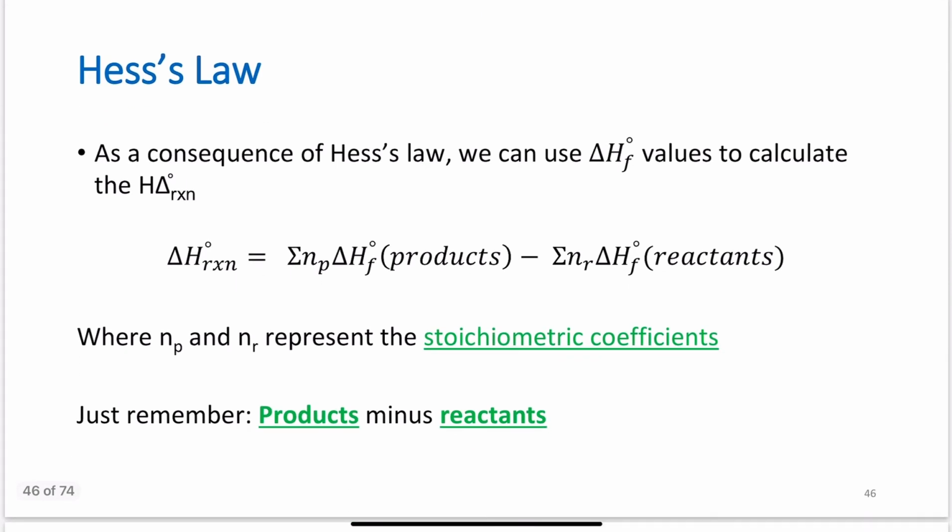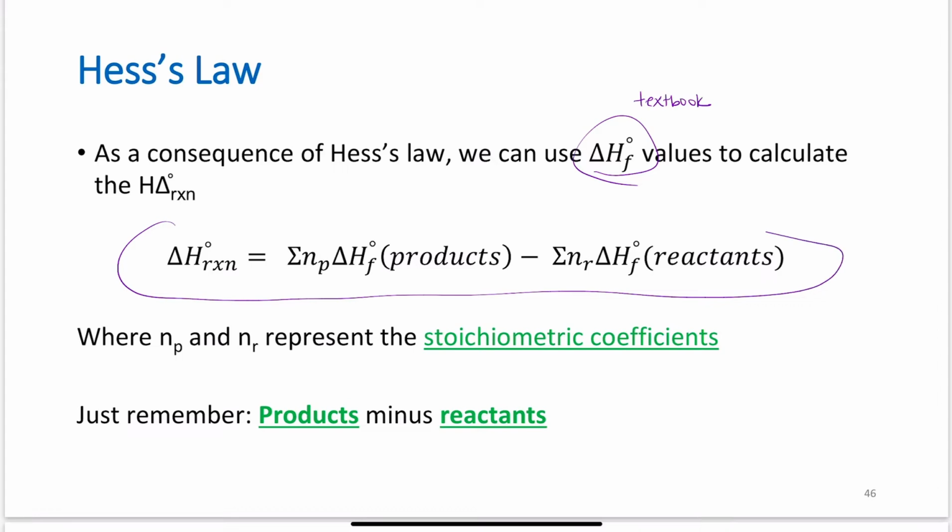Okay, Hess's Law. As a consequence of Hess's Law, we can use delta H formation values to calculate delta H of an overall reaction. These values are in your textbook, in the appendix. I call this your products minus reactants equation. That's not technically completely correct, but if you can remember products minus reactants, your brain will probably get you back to the right point and you'll get it right. You'll be able to do these calculations hopefully more successfully. The better definition here is this reaction.